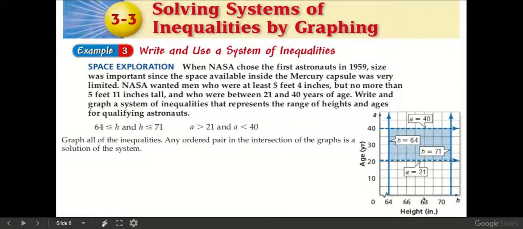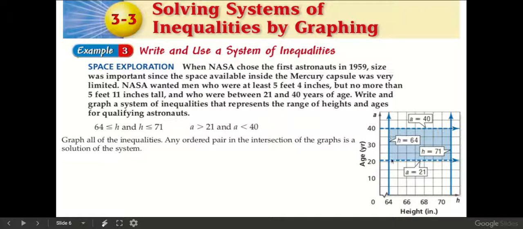If my height was down here and my age was down here, it doesn't matter, you could have flip-flopped these. But I know that my height has to be between 64 and 70, which would be all this area here. And then my age has to be between 20 and 40, which is all this stuff here. And so my solutions are anything in this shaded region, right?